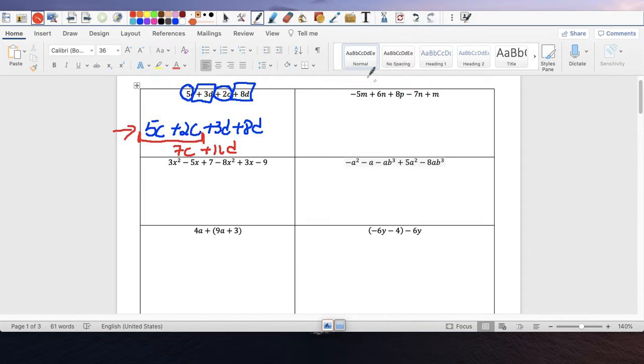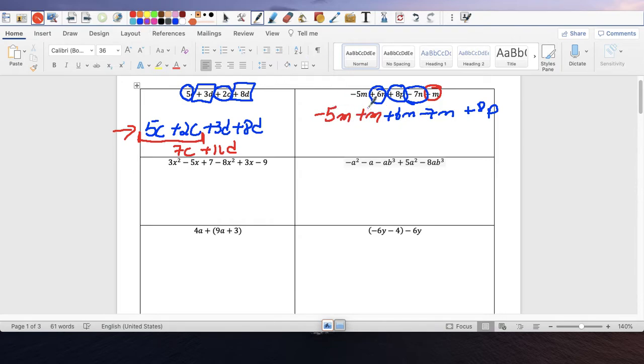Okay, so again, here I will move things around. Negative 5m, and the other m that I have here is plus m, so I'll write those two next to each other. Then I'll have the plus 6n over here, the minus 7n over here, and the plus 8p all the way at the end. Notice that I move the term, and that includes the sign that comes with it. So now it's just a matter of adding and subtracting.